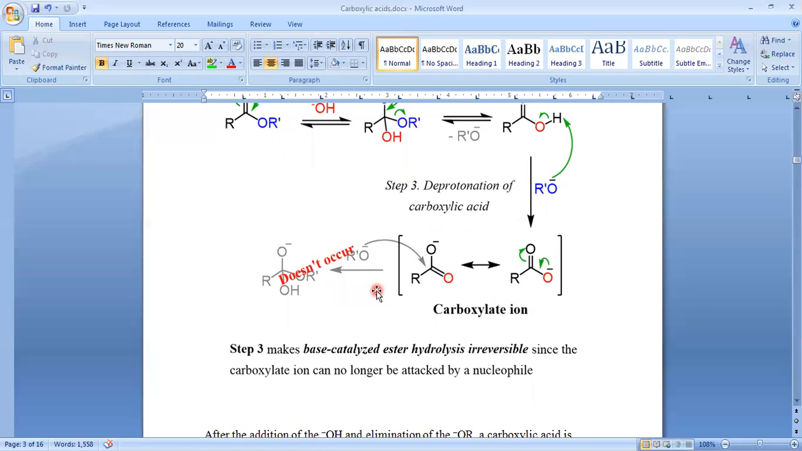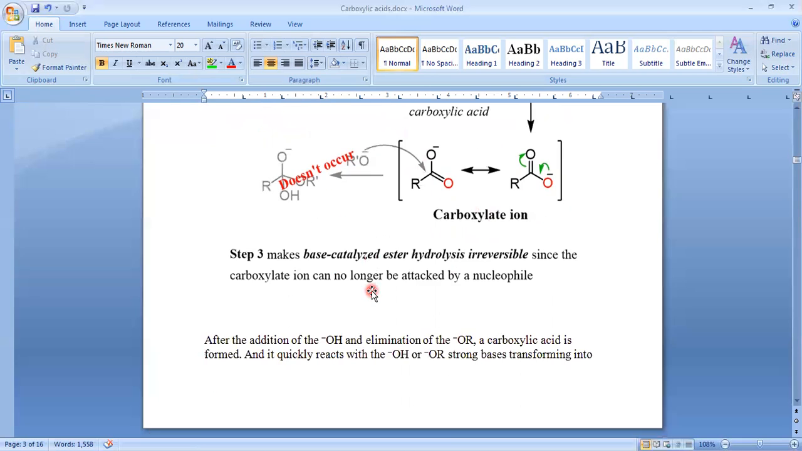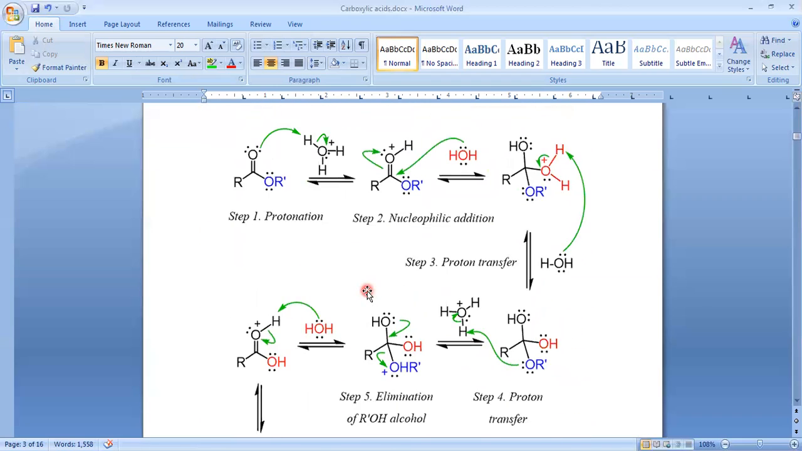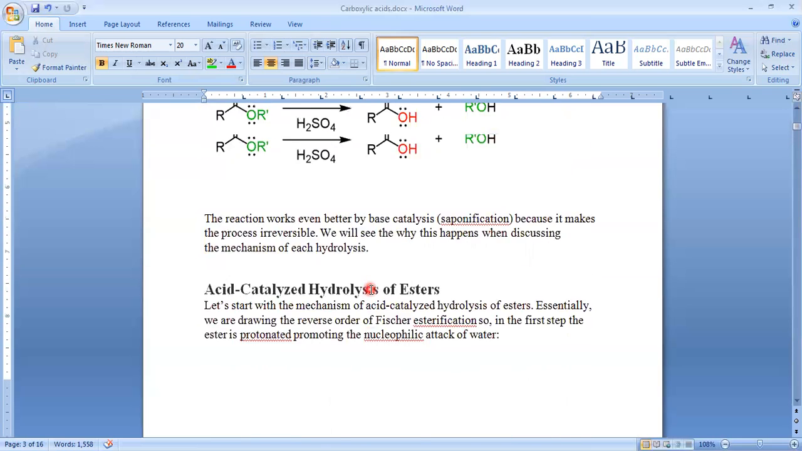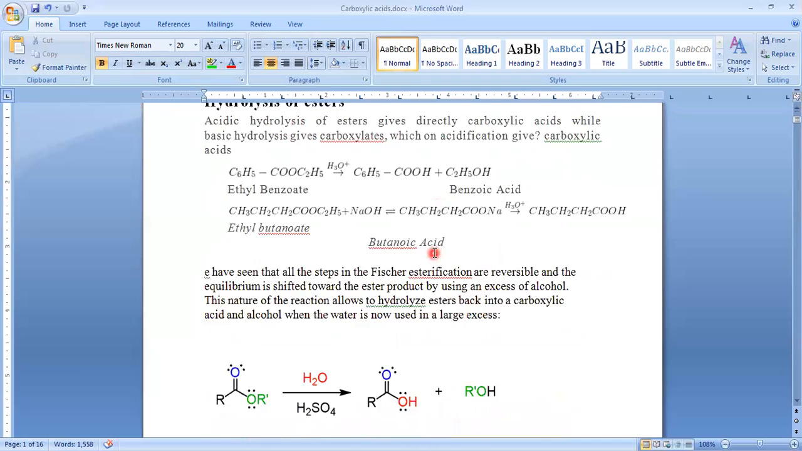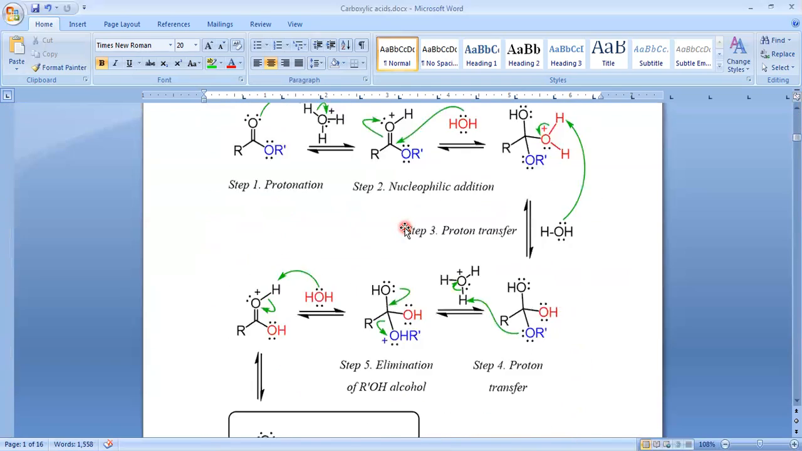Okay, this step 3 is irreversible. So this is also irreversible. These are reversible. Okay, so this is about the hydrolysis of ester. We are studying hydrolysis of ester under preparation of carboxylic acid. So again, recall the important points. This hydrolysis can be done in presence of acid or in presence of base. Okay, so this is about ester hydrolysis.